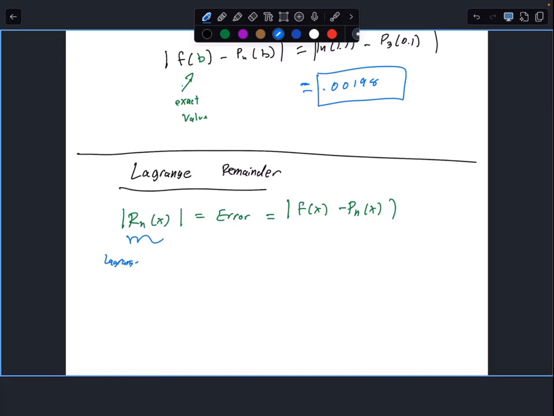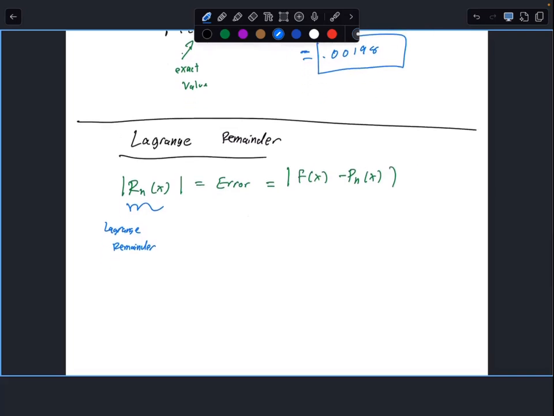So that's what we just did? Yes and no. Because we actually plugged in the value, which is different. So this is just in terms of x. I'm going to prove to you the form of the Lagrange remainder, and that's why we're writing it here, because we haven't actually done it. We're going to prove what the actual Lagrange remainder is.